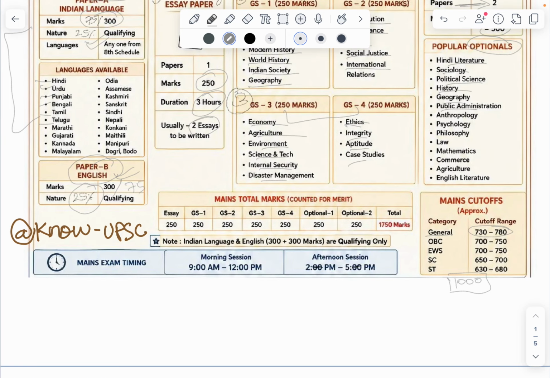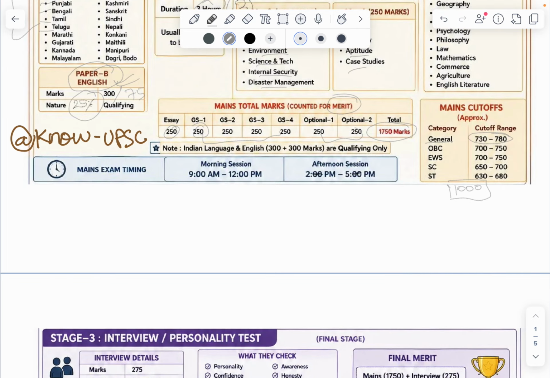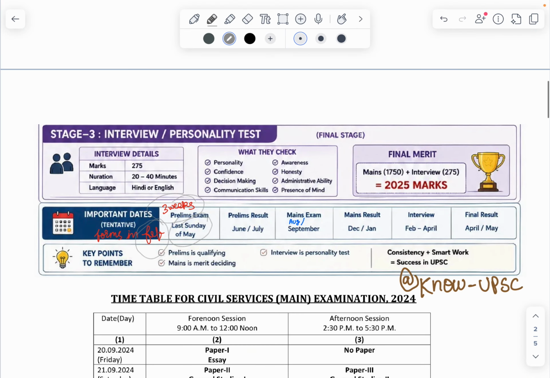Also prelims is not counted in your merit list, but mains exams are counted for your merit, like essay 250, GS also, and optionals also. They will total 1750 marks. Exam times I have covered.